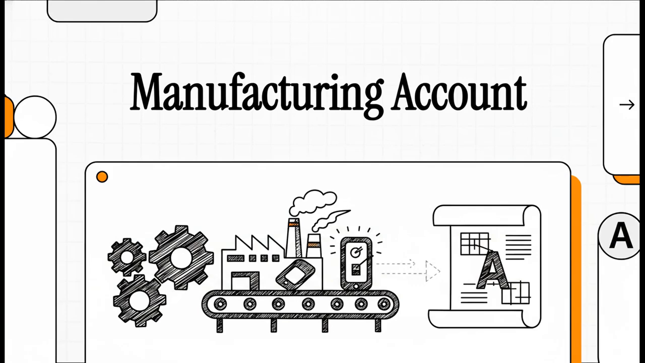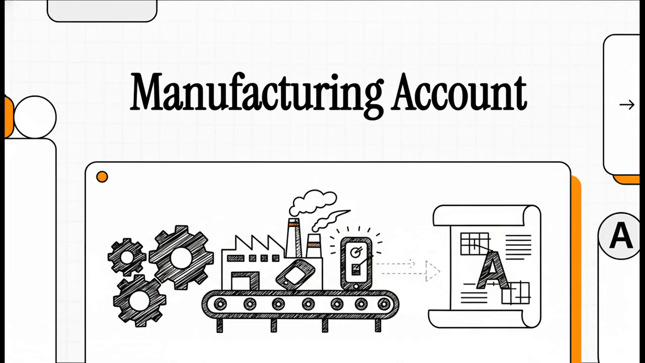Welcome to this explainer. Today, we're taking the abstract numbers of accounting and turning them into the physical, step-by-step journey of a product moving right across the factory floor. We are going to unpack the manufacturing account. Think of this as the absolute, ultimate financial blueprint of production.